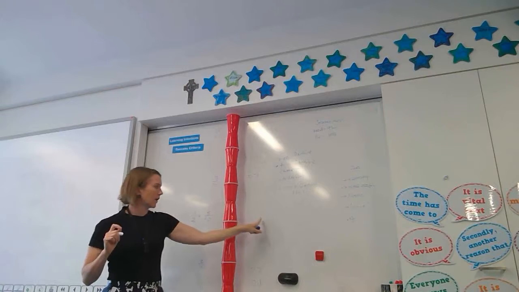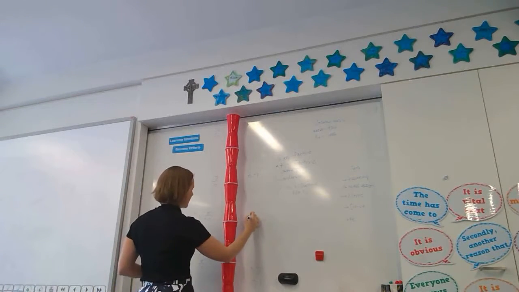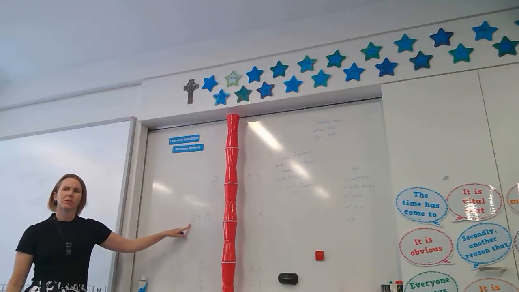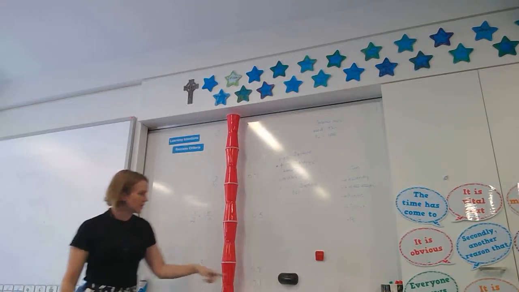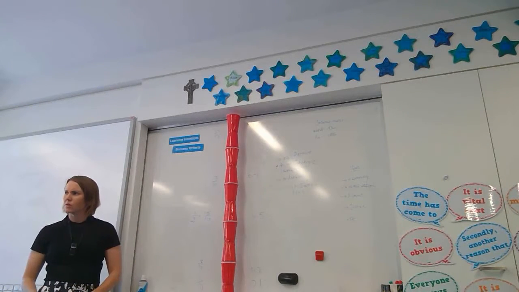Just let me finish this one. What decimal would I write here? 0.9. Why wouldn't I write 0.2? Because 0.2 is tenths. Now, place value with decimals. Why do we call it the tenths column?